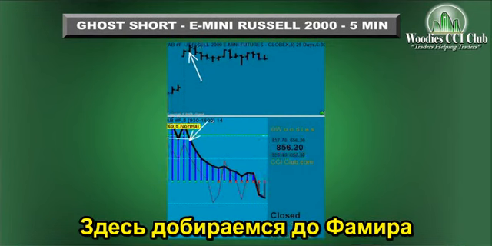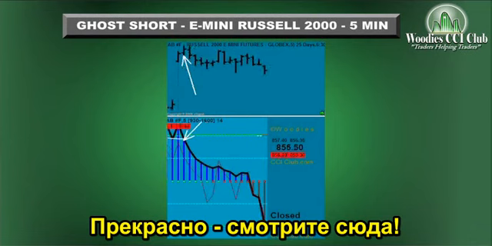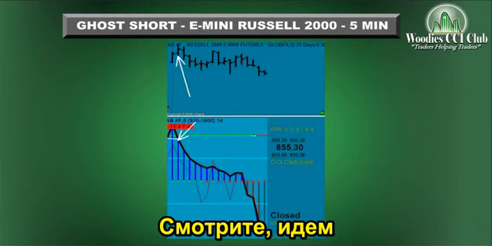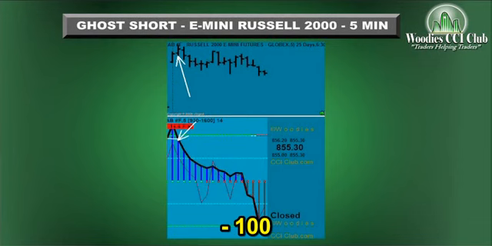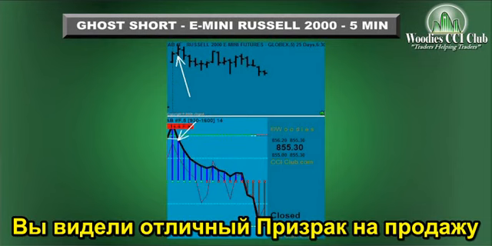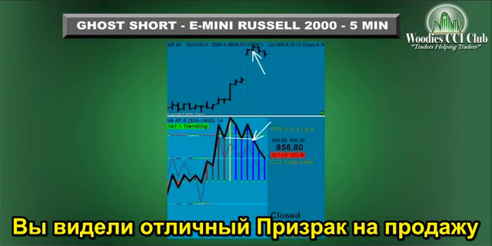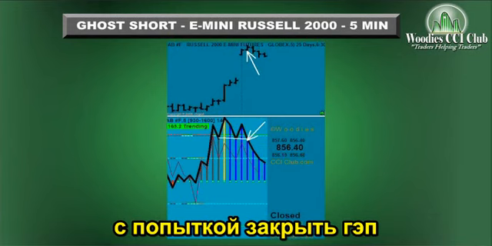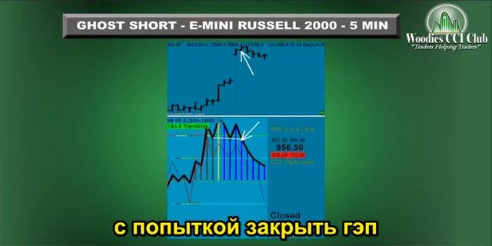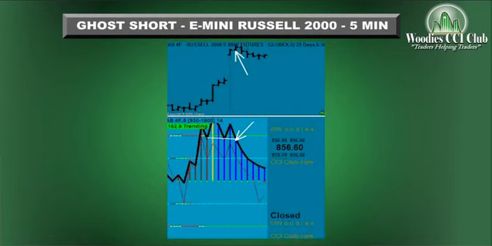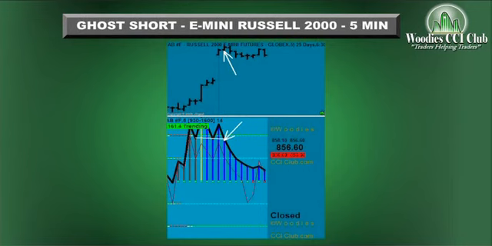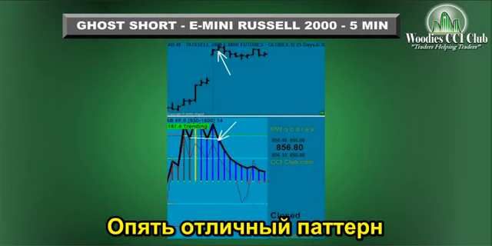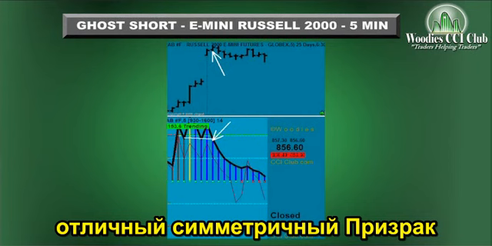Yeah, we just got a familiar pattern there, we find out. Now look at that go. Look at that go. And we get out of the trade crossing the minus 100. So you can see how that was a nice ghost pattern short with an attempt to close the gap. Again, nice pattern, nice symmetrical looking ghost.